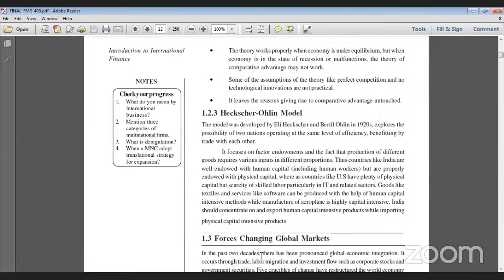India should concentrate on exporting human capital intensive products while importing physical capital intensive products.